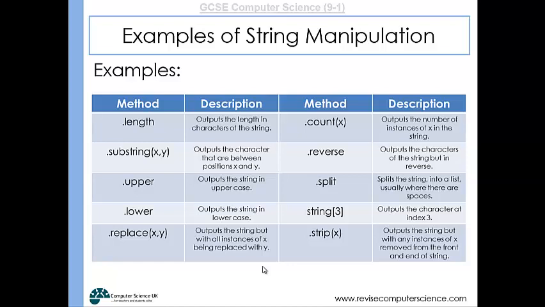.reverse will output the characters of the string in reverse order. .split will split the string up into a list, usually where there's spaces. That can be a very, very useful string manipulation method. Sometimes you can use the square brackets with a particular number, which will be the index, and what it will do is it'll output the character within a string at that particular index. And .strip will output the string, but with any instances of whatever value you put between the brackets removed from the front and end of the string.